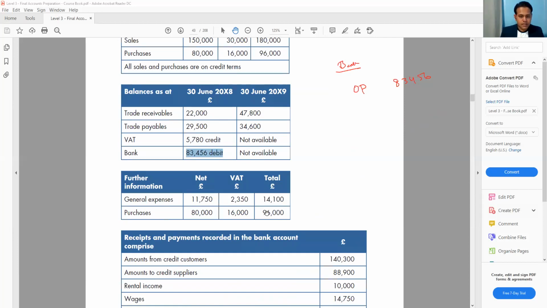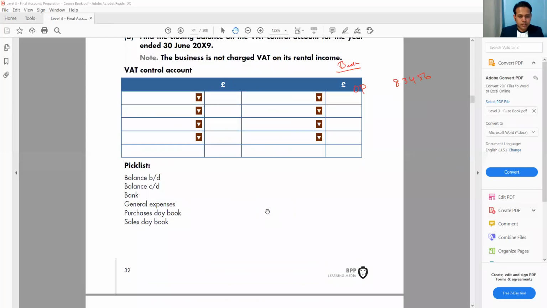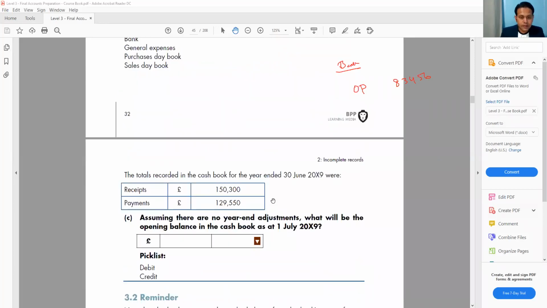Let's have a look. What is the question asking? The question here is saying we have the total record in the cash book for the year ended 30 June 2009. Okay, so receipt is 150 and the payment is 129. So during this period, my receipt is 150,300. So this is the money you have received, and we make a payment. Payment is 129,550. This will be the minus.